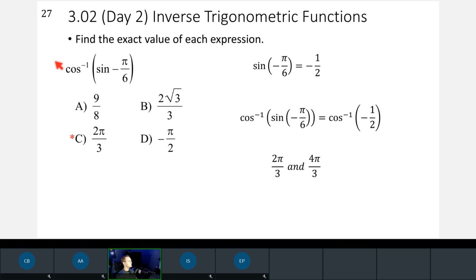Number 27, inverse cosine of the sine of negative pi over 6. So some calculators, you are forced to do a piece at a time. So you would type in the middle piece first. So the sine of negative pi over 6, I did over here, and I get negative 1/2. You can also use the unit circle, and you're going clockwise pi over 6, and you would find the y value to be, well, negative 1/2. Typing this in will also yield the same number here.